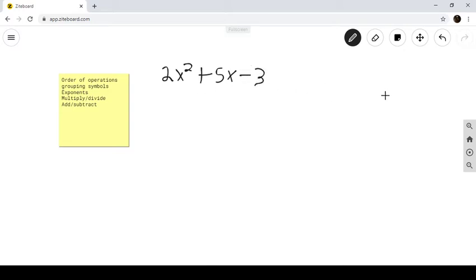we can't do anything with this right now as it is. We go through our order of operations. Do we have grouping symbols? No. Exponents? Yeah, but x squared, we're just going to get x squared. We can't really do anything with this exponent. Multiply and divide? No. Add and subtract? Yeah, but they're not like terms. So we can't really do anything with this as it is. It's already in simplest form.